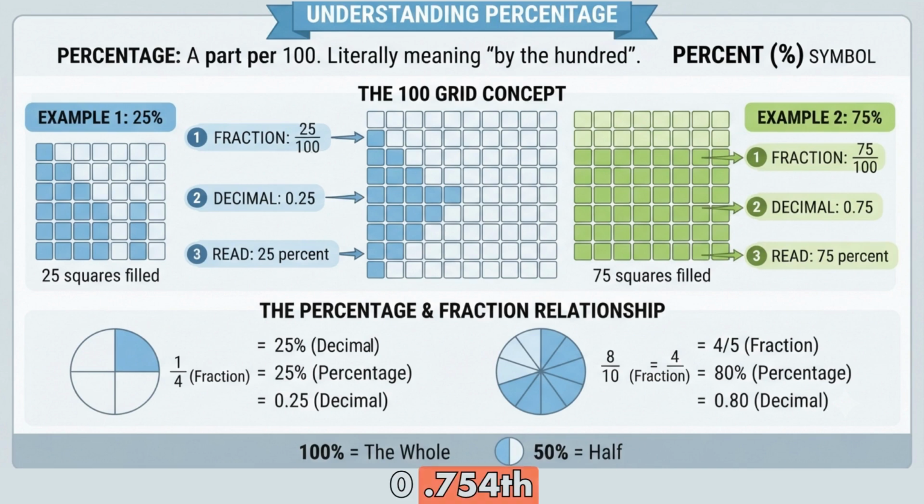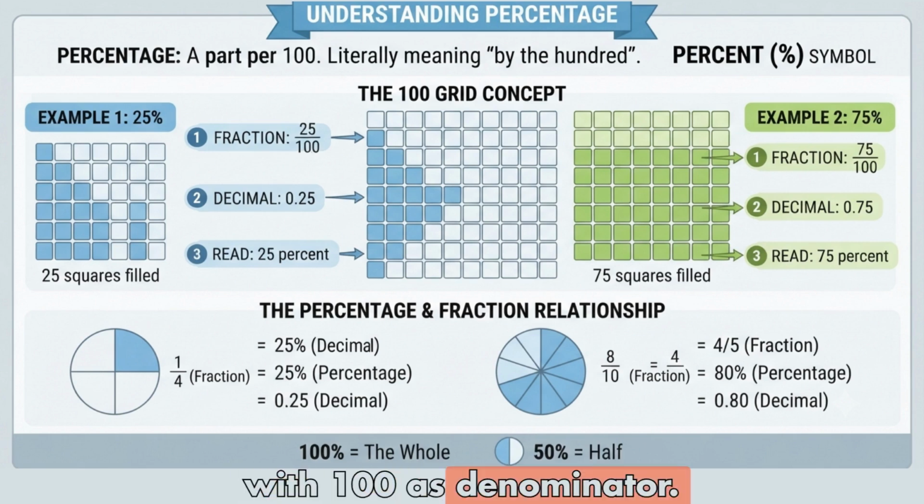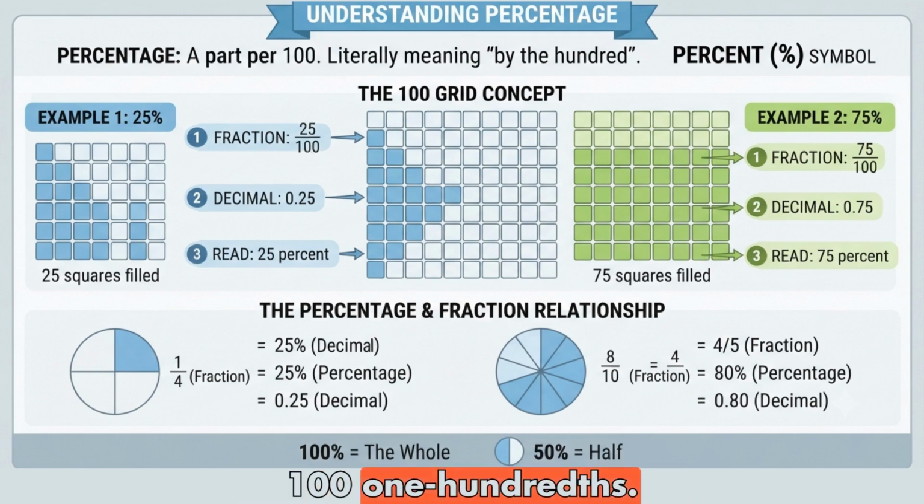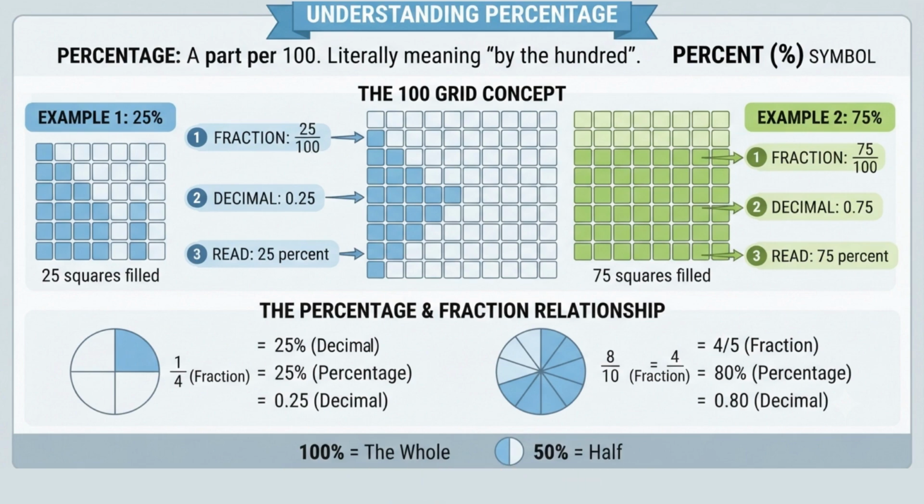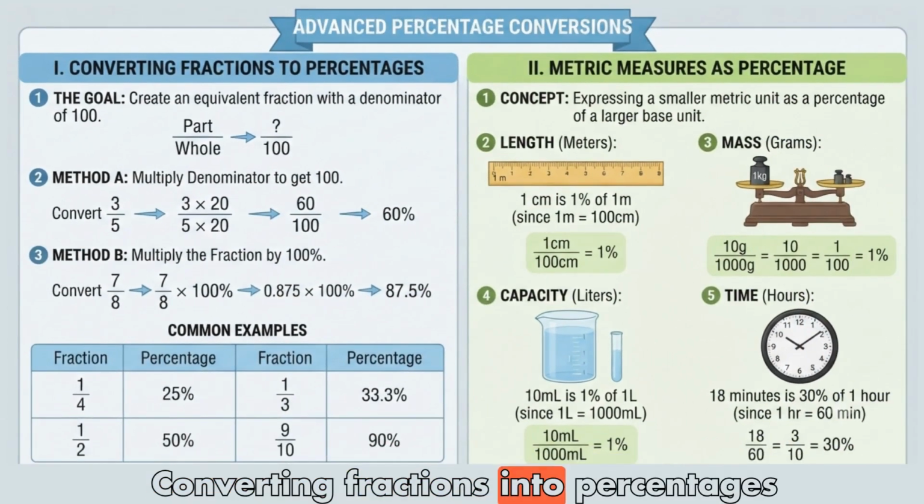Decimal: 0.75. Fourth example. Percentage, 100%. Fraction, with 100 as denominator: 100/100. Simplified fraction: 1. Decimal: 1.0. Converting fractions into percentages.